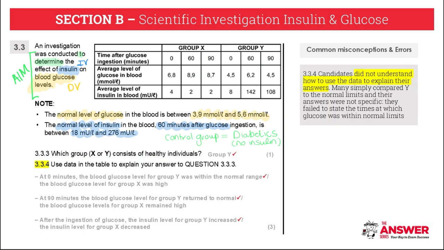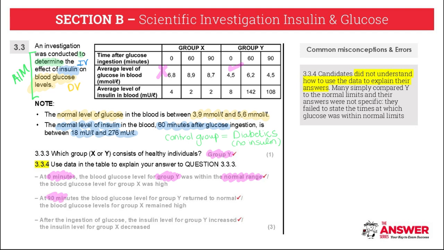So looking at the memorandum, obviously group Y then consists of the healthy individuals, and the data on the table we can use to explain this in 3 different ways. So the 3 reasons are that at 0 minutes before glucose ingestion, the blood level for glucose in group Y was within the normal range of 3,9 to 5,6 millimolars per liter, whereas the blood glucose level for group X was higher than that.